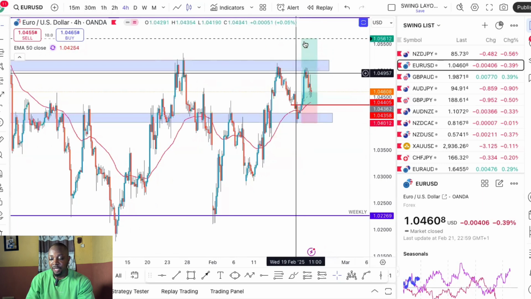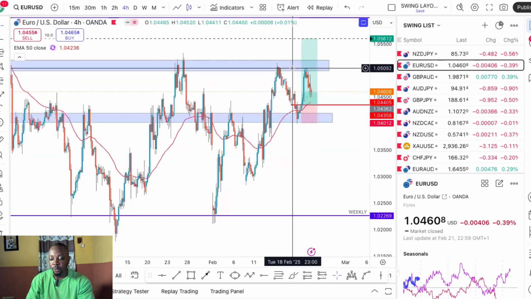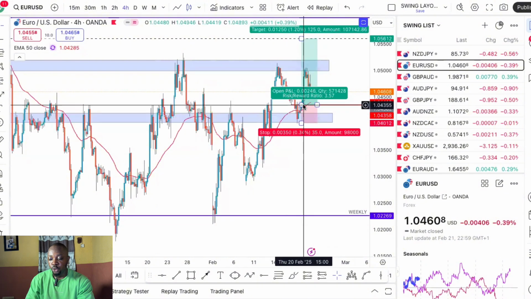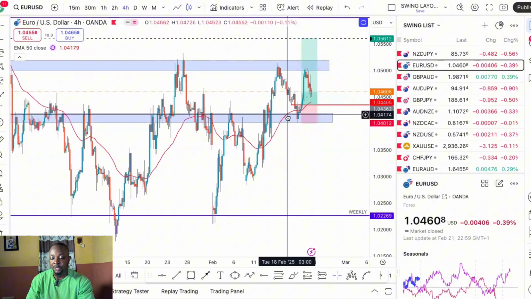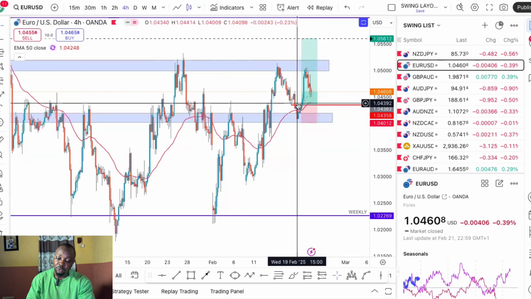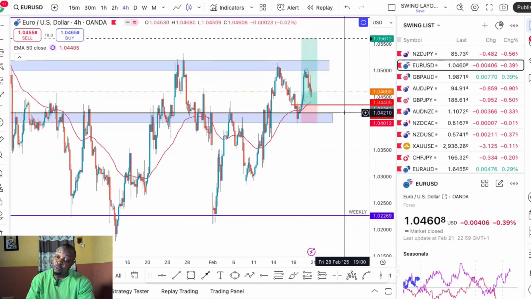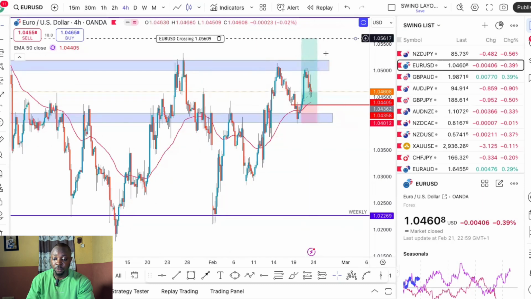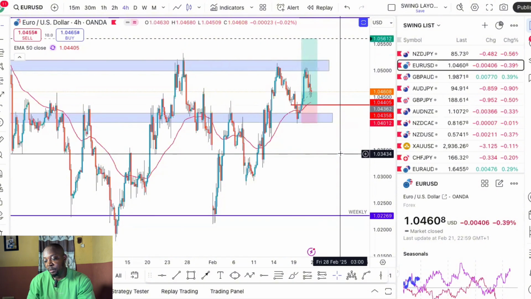Now this is our first target, and the market gave us about a 1 to 2 risk reward here. So now my stop loss is moved to break even, and this is also a risk-free trade. The market will come and take us out at break even, or keep pushing up and hit our full take profits.